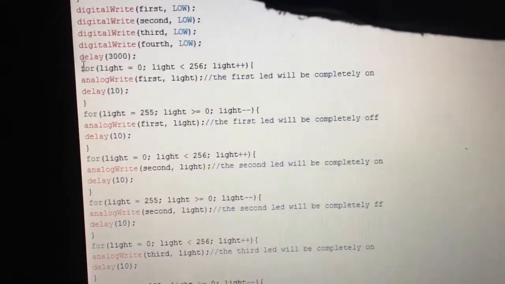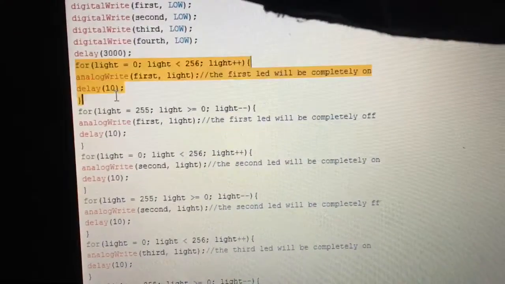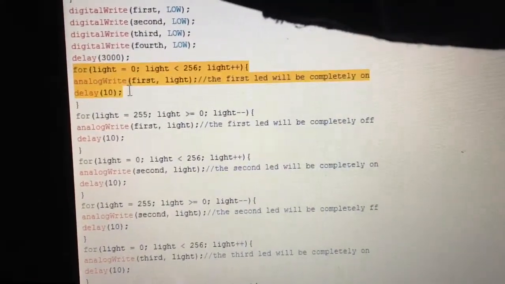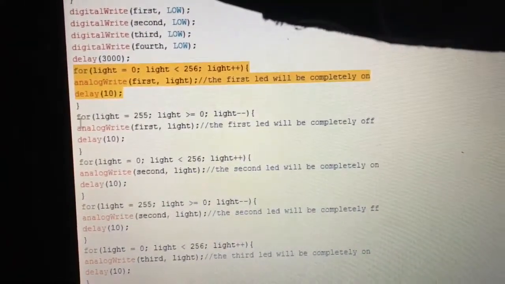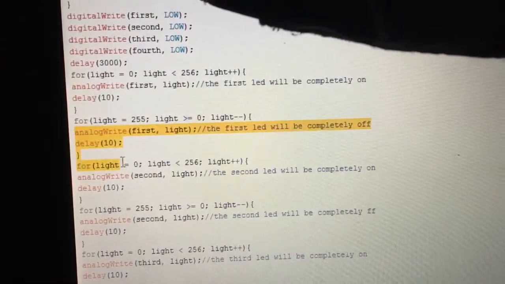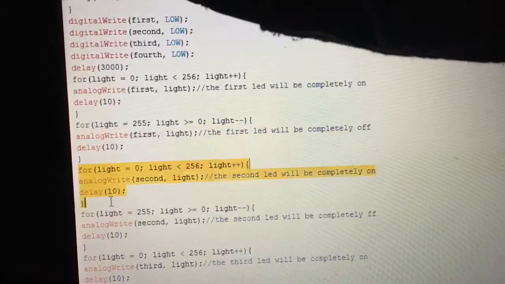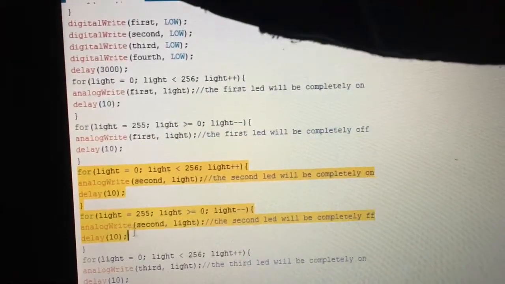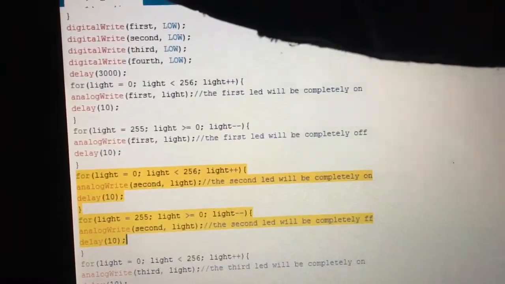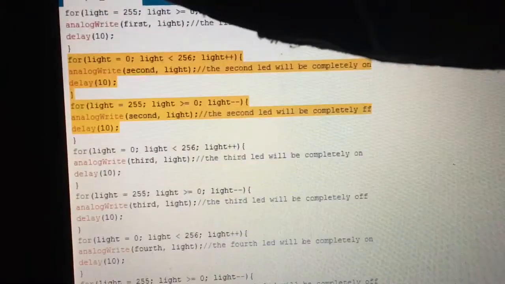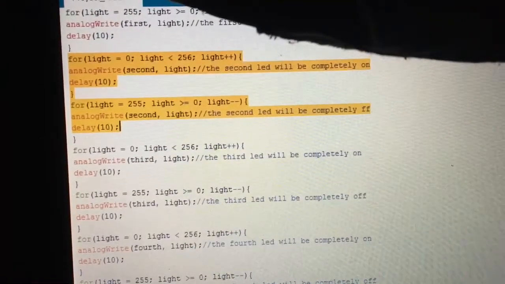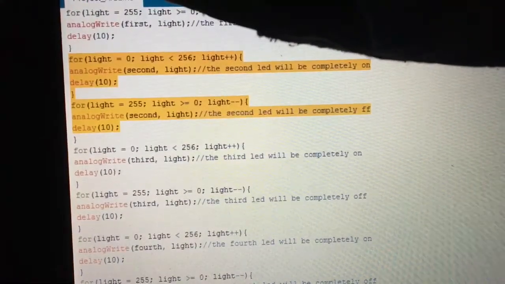After the delay, we use the for command again to make the LEDs turn on progressively. This by determining that it should start with a value of 0, meaning it is off, and that it has to reach a value of 256 so that it is completely on. Then we use 2 plus signs to determine that it should increase the value.